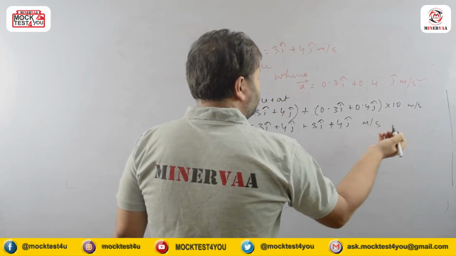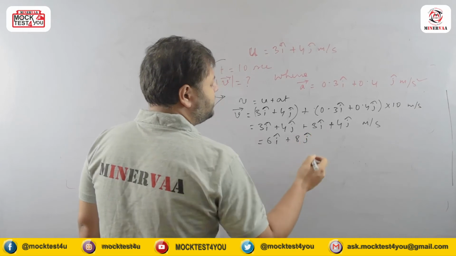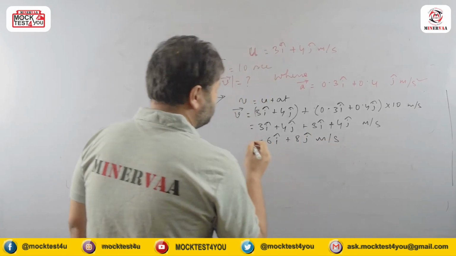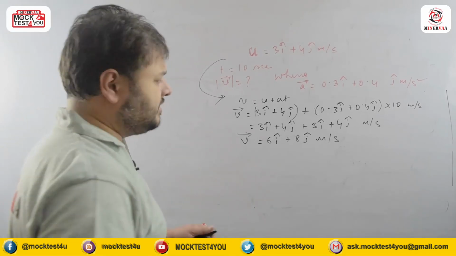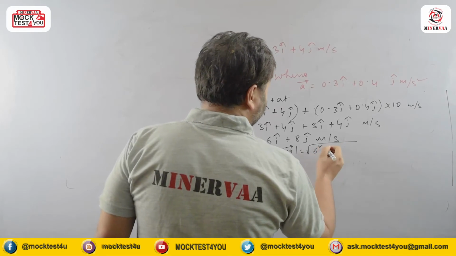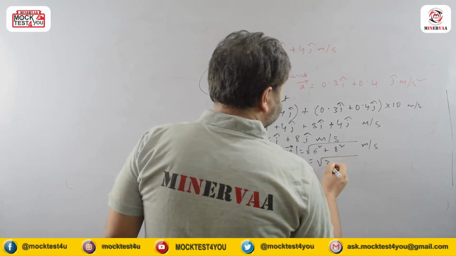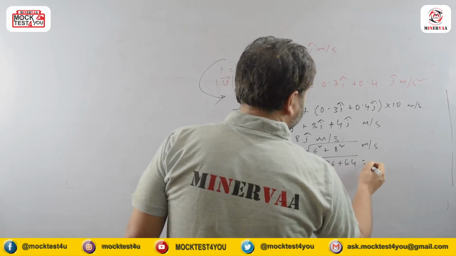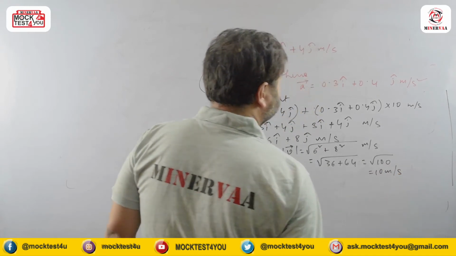So finally, if I write it, it is coming as 6i cap plus 8j cap meter per second. So is it the answer? No, I have to find out the magnitude of this velocity. So mod V will be simply root over 6 square plus 8 square meter per second. So it is 36 plus 64, that is 100. So root over 100 is 10, we know. So 10 meter per second.